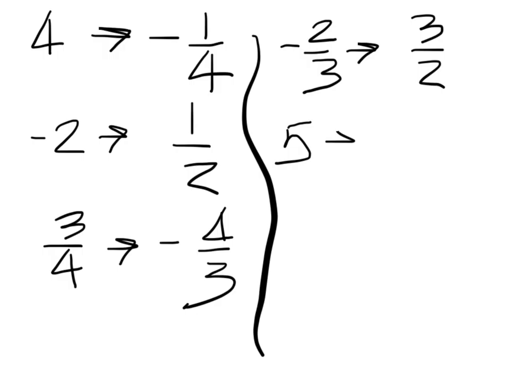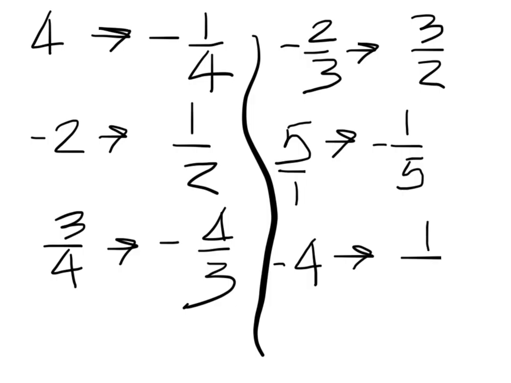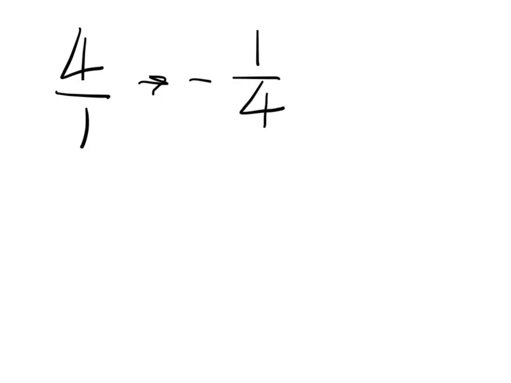If it's 5, you flip 5. It's really 5 over 1. Now it's 1 over 5, and then change the sign. If it were a negative 4, you flip it, 1 over 4, and change the sign to positive. Whatever it is, flip it and then change the sign. All integers are really fractions with a denominator of 1. So if I flip that one and make it 1 over 4, I would change the sign.